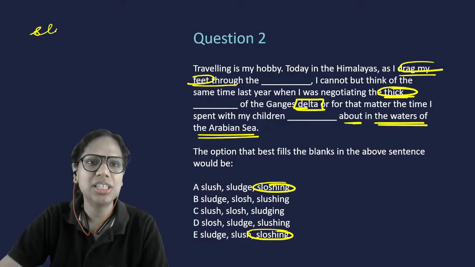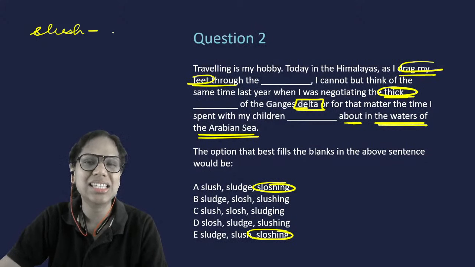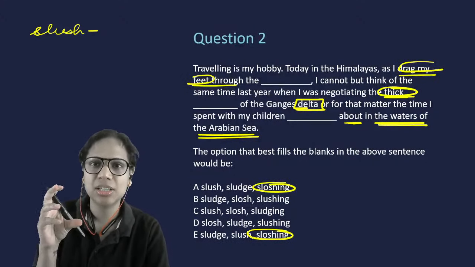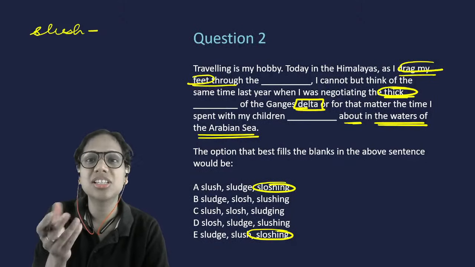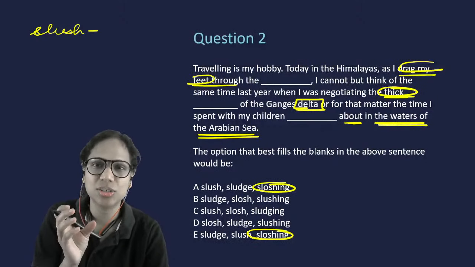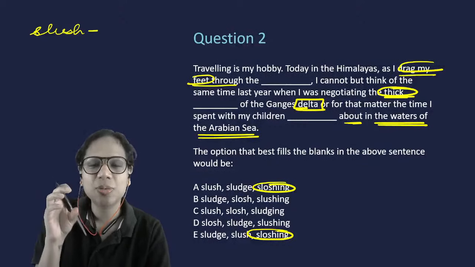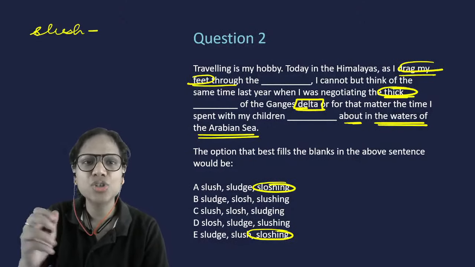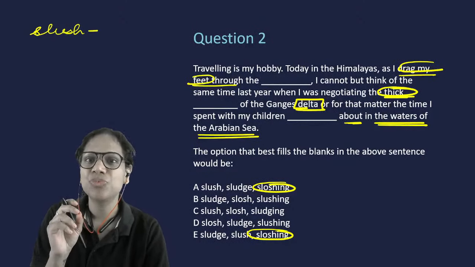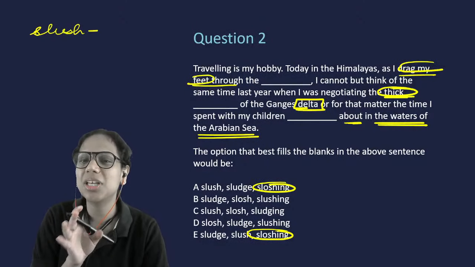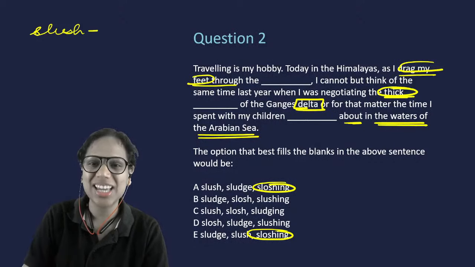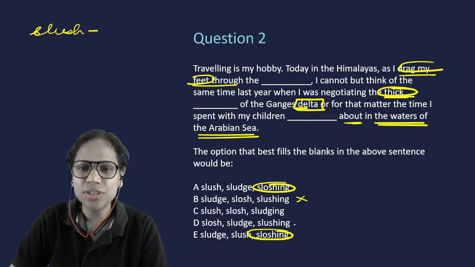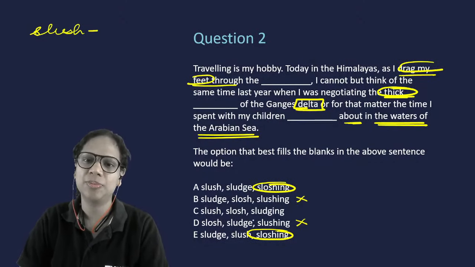Slush actually means melted ice, partially melted ice, like we have slushies. For instance, if you go to KFC, they have something called crushers. So it's part ice, part water, and it's a sweet drink. So slush means partially melted ice. So probably this person would not play with his children in slush. And therefore, these two are eliminated.